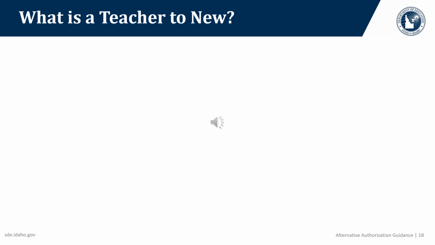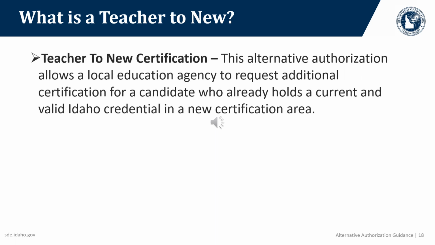The next application is Teacher to New. What is Teacher to New? It is an alternative authorization allowing a local education agency to request an additional certificate and/or endorsement for a candidate. What is the difference between Teacher to New certification and Teacher to New endorsement? Teacher to New certification is an alternative authorization allowing a local education agency to request additional certification for a candidate who already holds a current and valid Idaho credential in a new certification area.